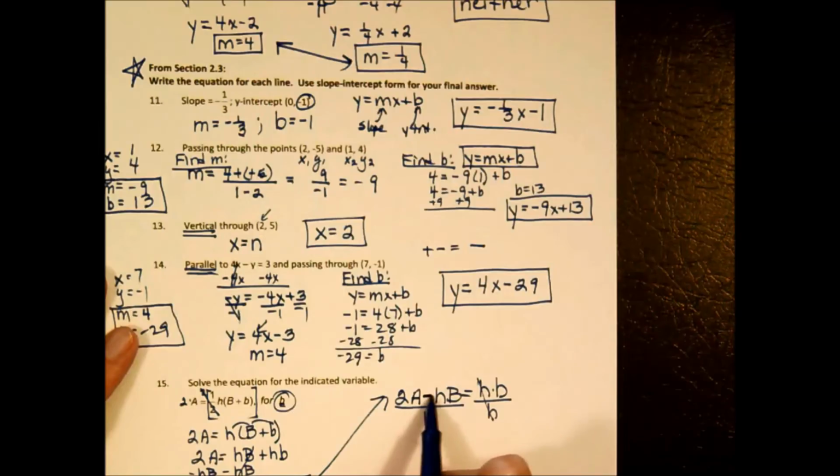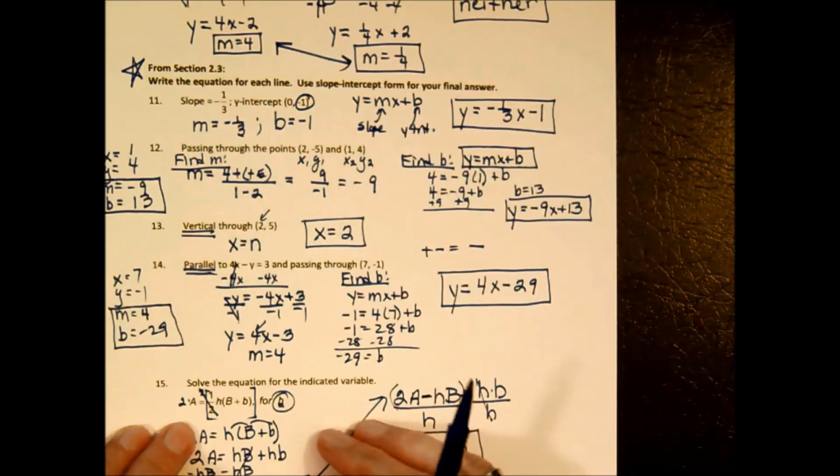So this top is a unit. So you're going to write b equals 2a minus h big B over h. If you are unsure as to whether it will cross cancel or not, don't do it. You're always safer to err on the side of not simplifying.